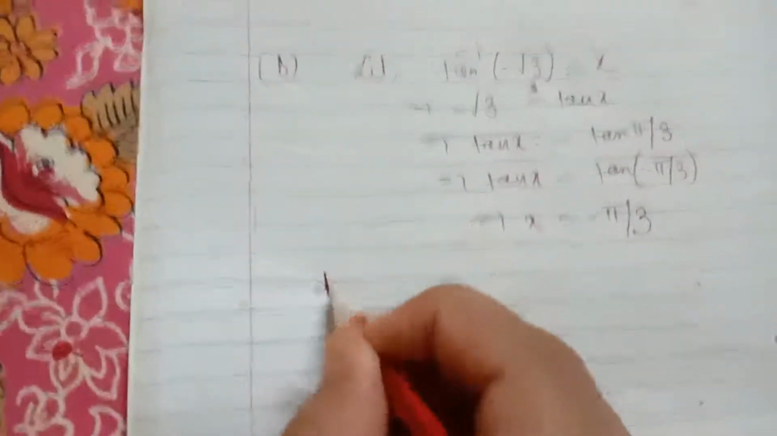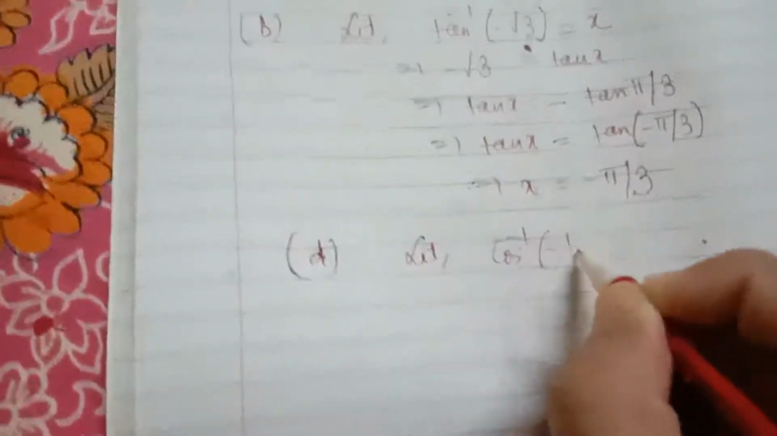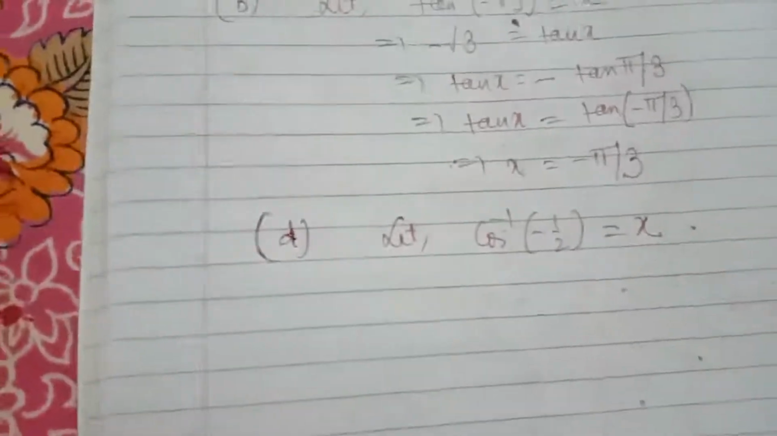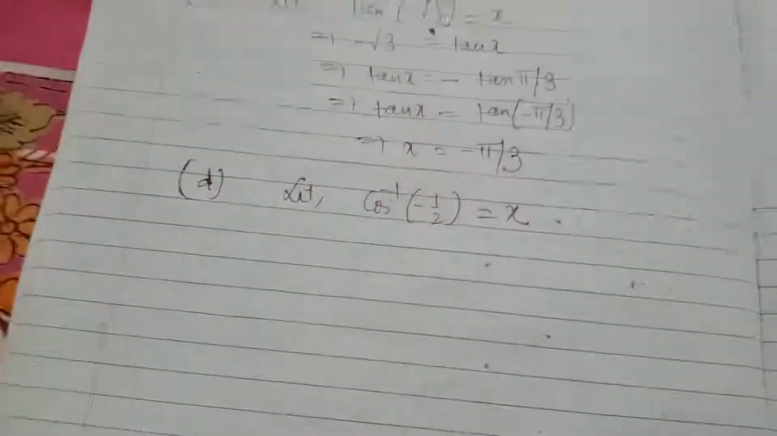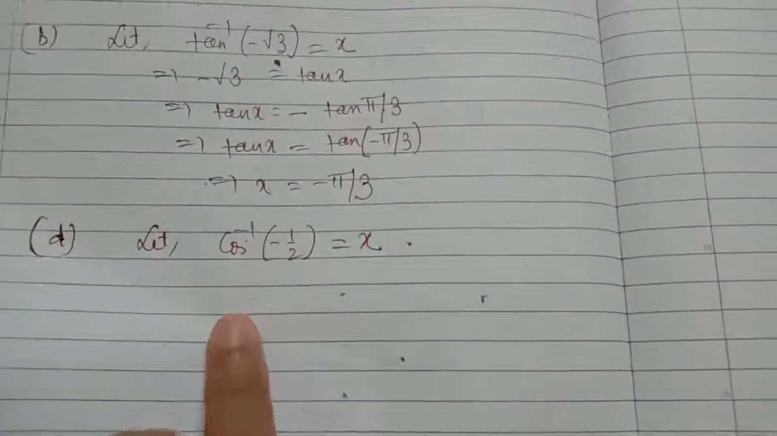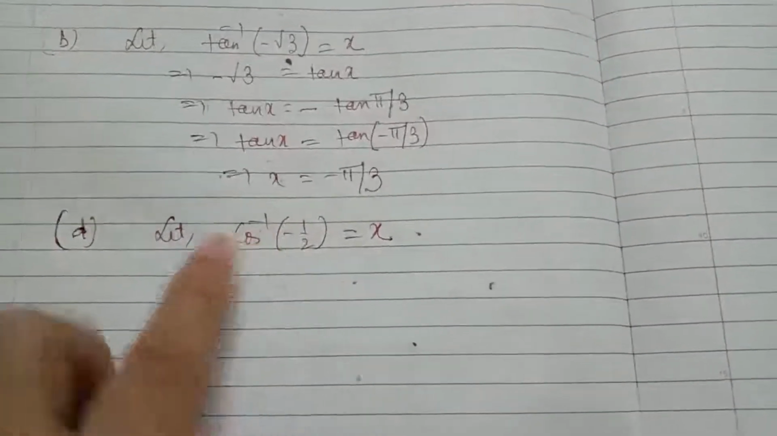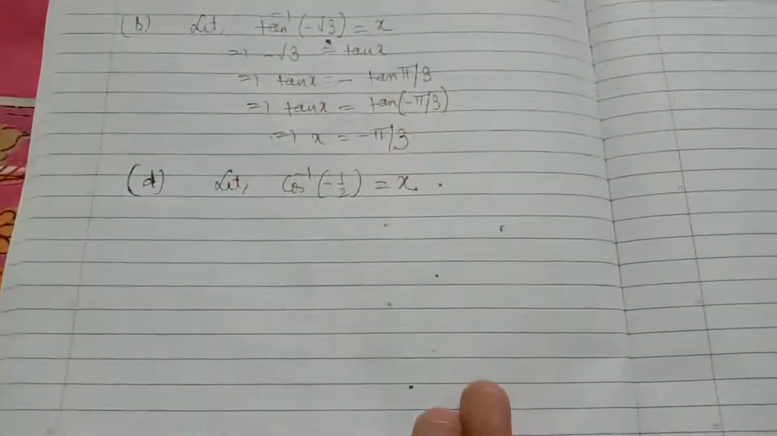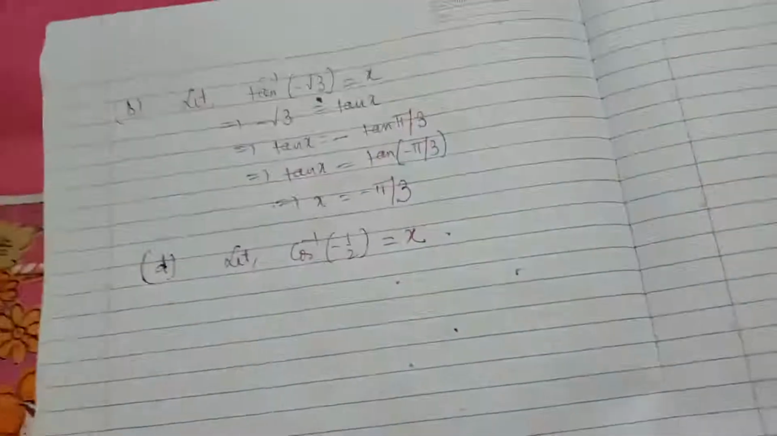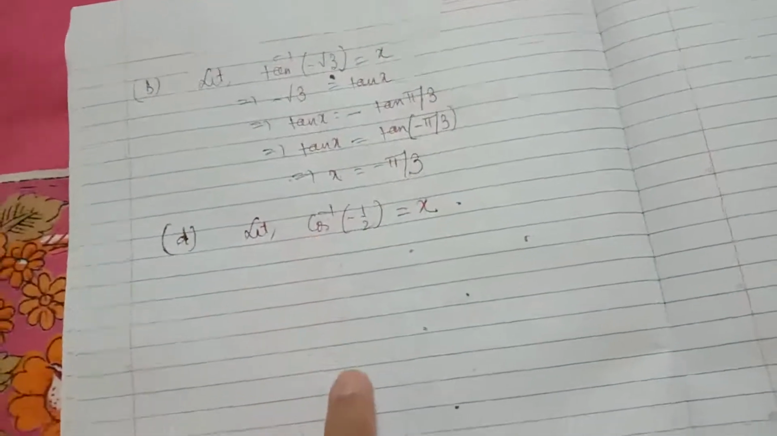Next, I will do cos inverse of minus half equal to say x. Again, you have to remember, for cos inverse, cot inverse, and sec inverse, we will follow the same procedure for negative numbers. Sin inverse, tan inverse, cosec inverse, we will proceed with this procedure, and for cos inverse, cot inverse, sec inverse, we will follow this procedure.